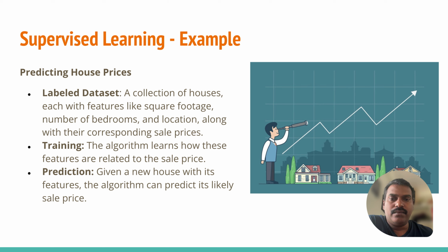What you need to do is take that labeled data so that the algorithm learns how these features are related to the sale price. So we need to train on the available labeled data set. Once you train, the algorithm, given a new house with its features, can predict its likely sale price, and what price you can sell that house for.